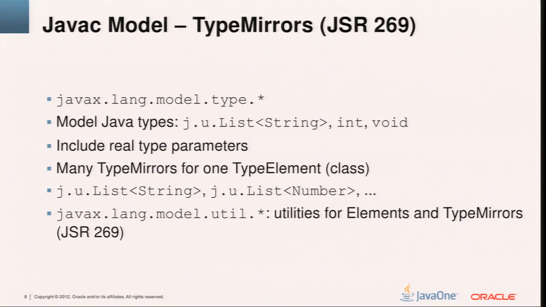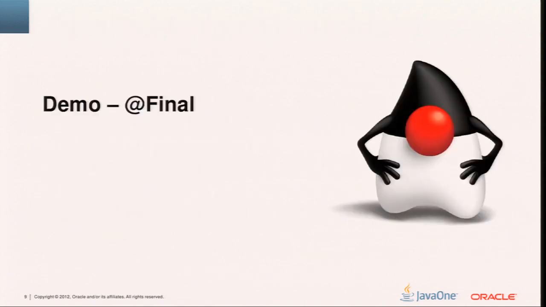Utility methods for working with elements and type mirrors are in a package javax.lang.model.util. The third part of a Javac model are trees, which model ASTs, and we will talk about it later in our presentation. Now let's do a first demo.